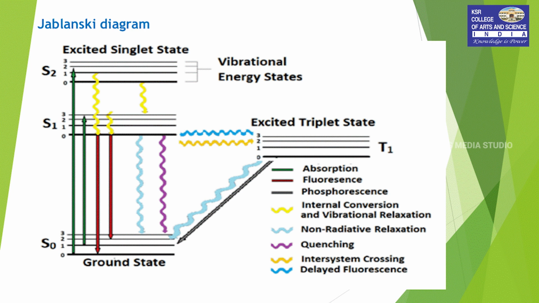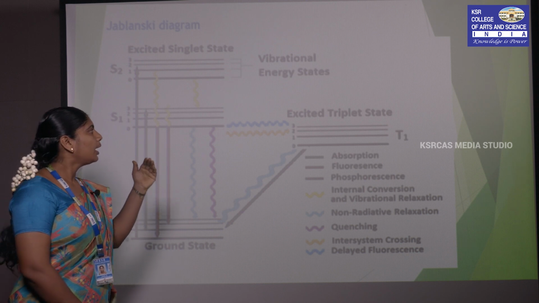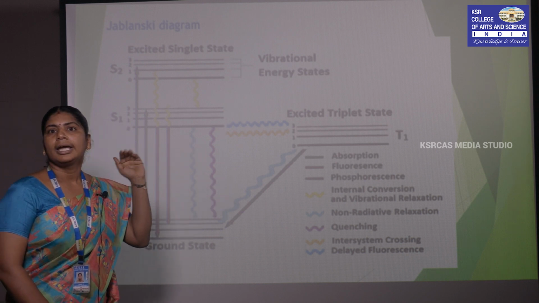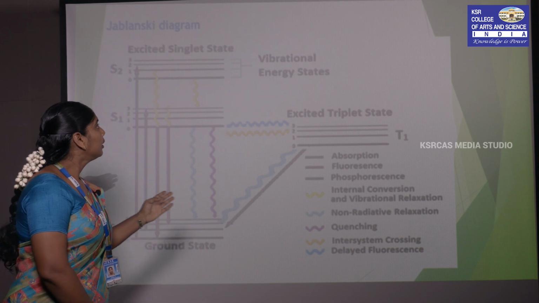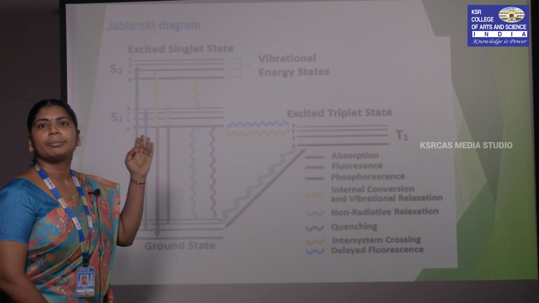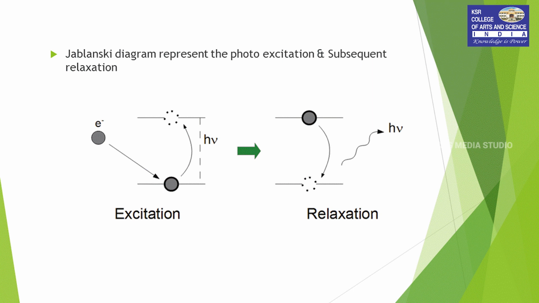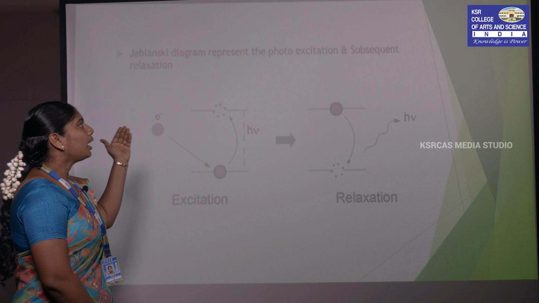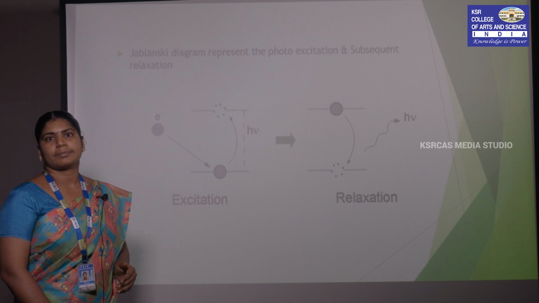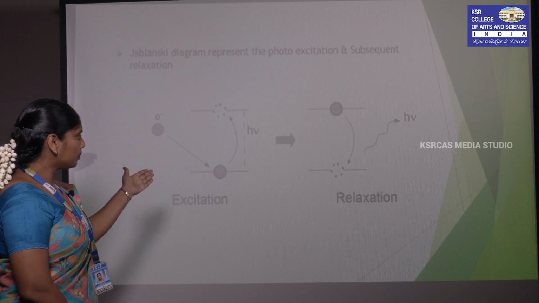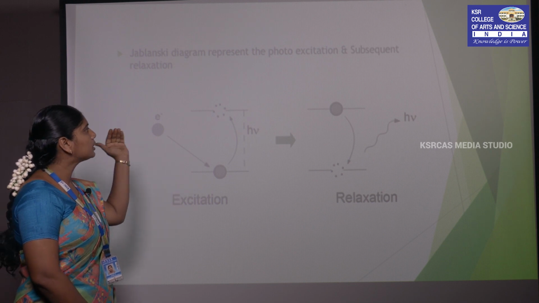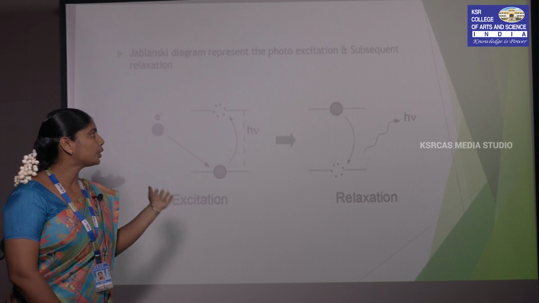In this diagram, the S0 level is called the ground state, the S1 level is called the singlet excited state, the S2 level is called the second singlet excited state, and T1 is called the excited triplet state. 0, 1, 2, 3 are called vibrational states. When the molecule absorbs sunlight, it goes to the higher energy level, and this process is called the absorption process.